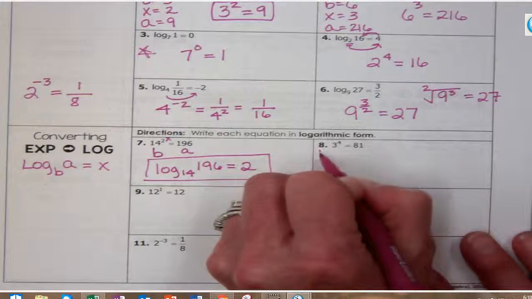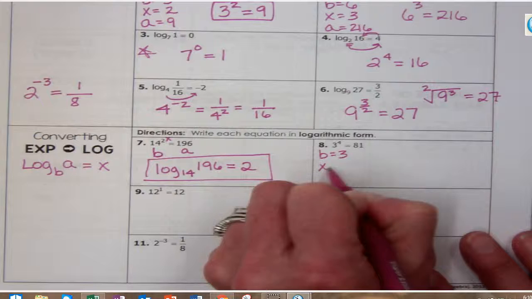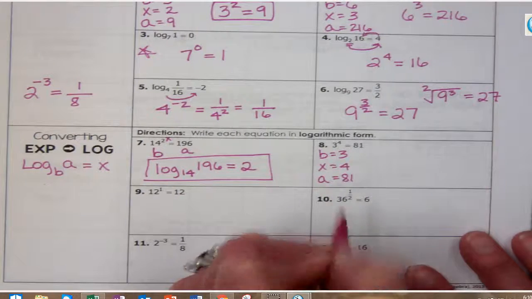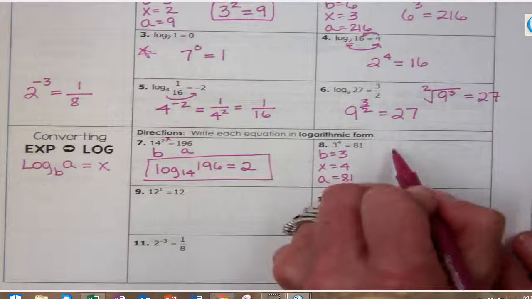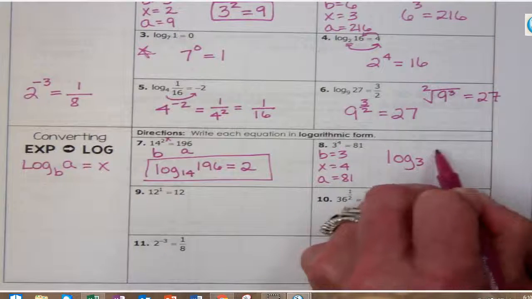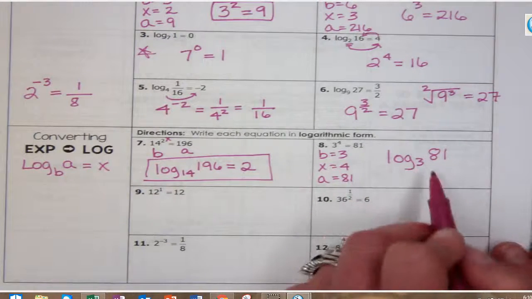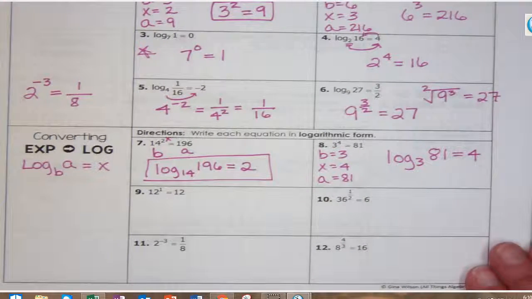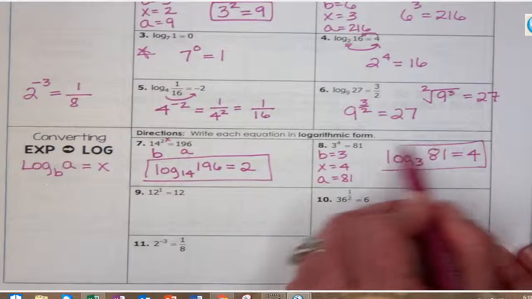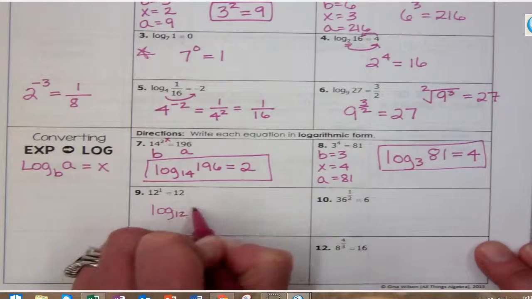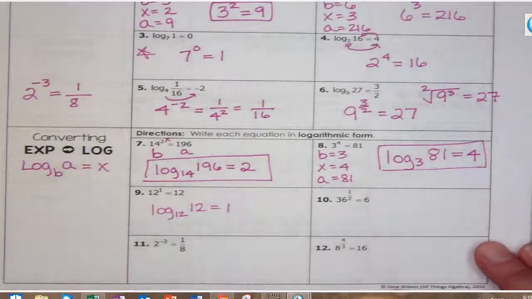Same here. You've got your b is 3, the x is 4, and the answer is 81. So if I'm writing this in log form, log base 3 of 81 equals your exponent. Okay? And here you go. Alright, so then same here. Log base 12 of 12 is going to give you 1.